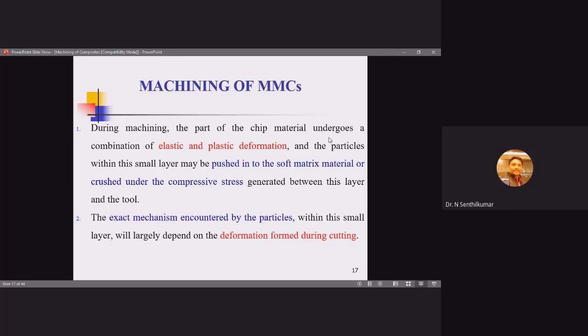So these mechanisms encountered by the ceramic particles that we are going to reinforce will depend on the deformation behavior that occurs during the cutting, during the machining. So how is it being deformed? What deformation mechanism is going to be there?